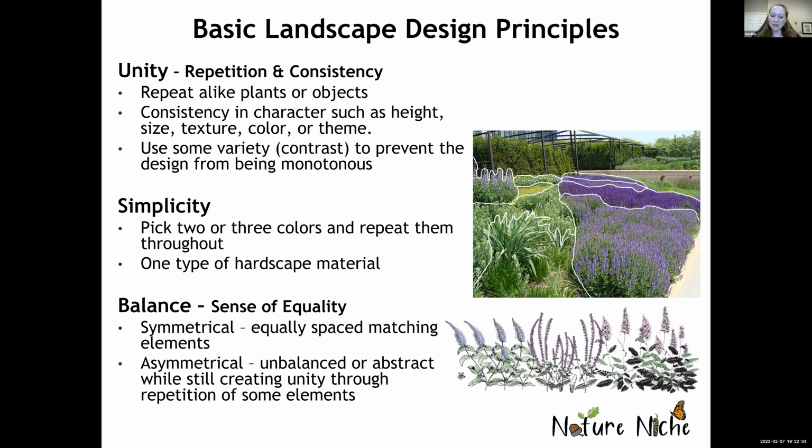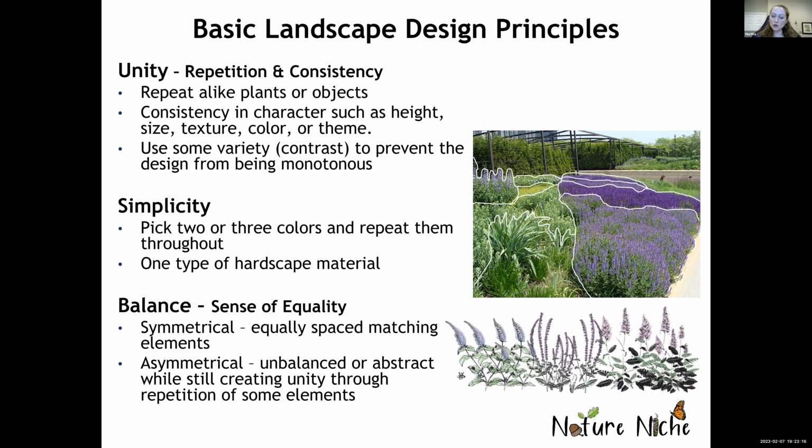This is intentional. You can also do that by applying some design principles like unity, which occurs through repetition and consistency. So you repeat plants or other objects across the landscape. You can have consistency in character, such as the height of the plants, their general size, the texture of the foliage, the color of the flowers. You could have a theme to your garden art throughout the landscape. You do want to use some variety or contrast to prevent the design from being monotonous.